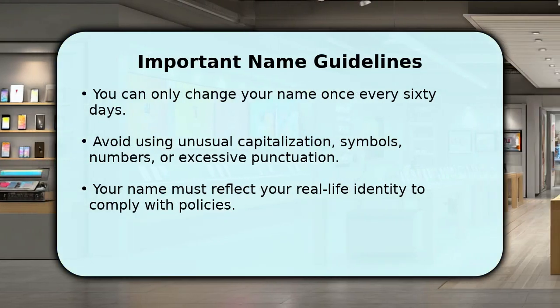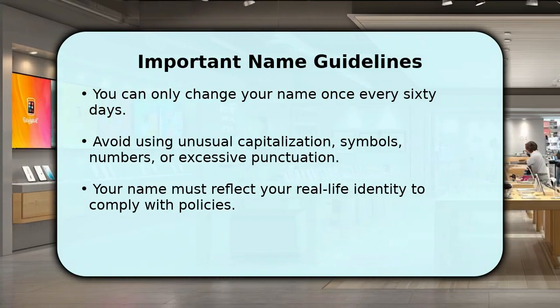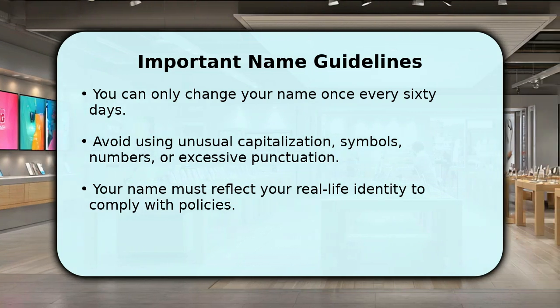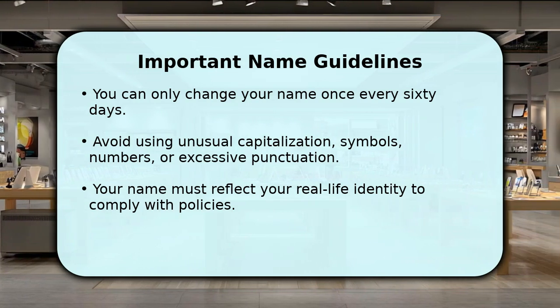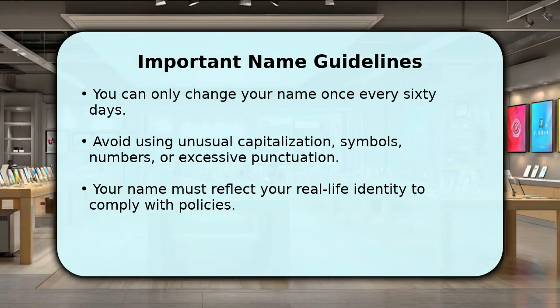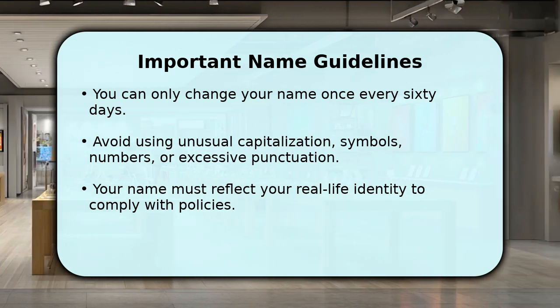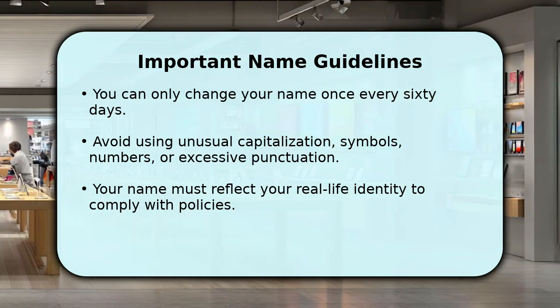There are a few crucial rules to remember when changing your name. You can only update your name once every 60 days, so choose wisely. Avoid using strange capitalization, numbers, symbols, or unnecessary punctuation. Your name should also reflect your true identity, as per the platform's community standards. Professional titles or religious terms are generally not allowed within your name field.